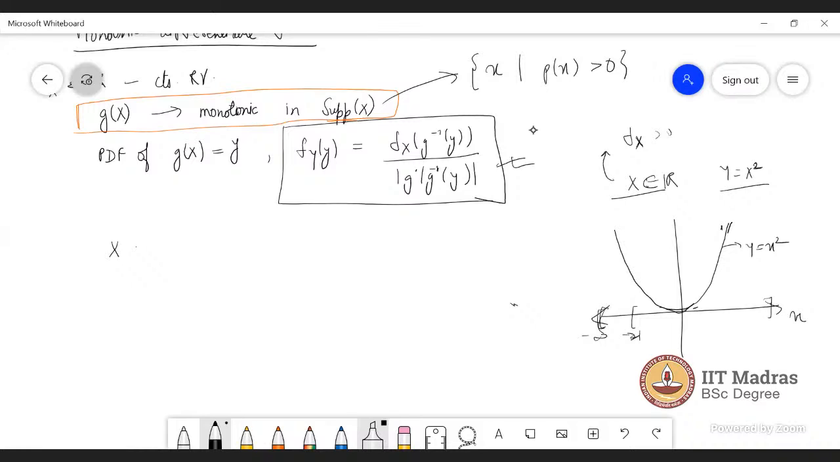It's not monotonic, I think. In the support. Why do you think that? Because it is first decreasing, then increasing. For the range minus infinity to 0, it is decreasing, and for the range 0 to infinity, it is increasing. Right?